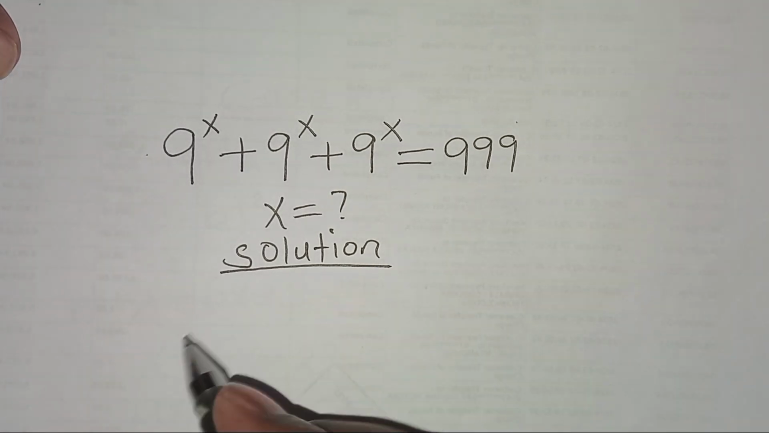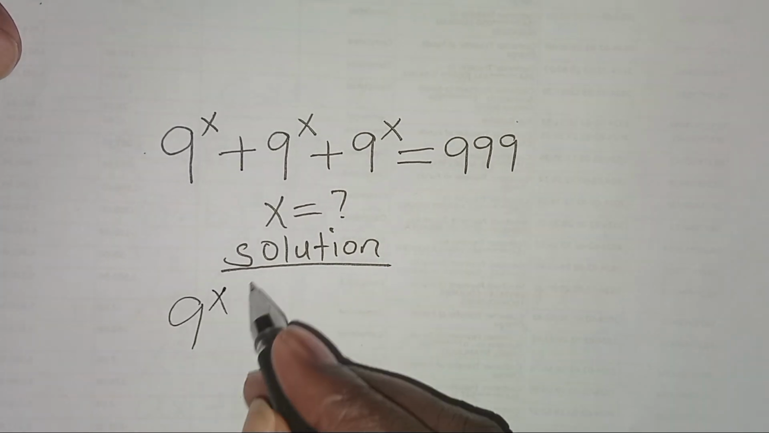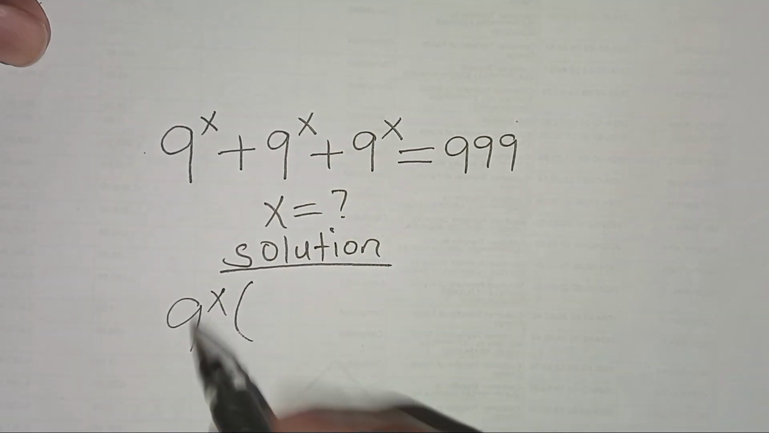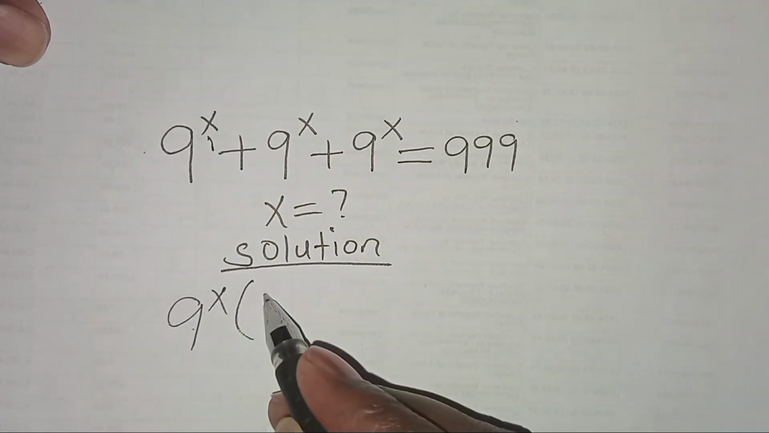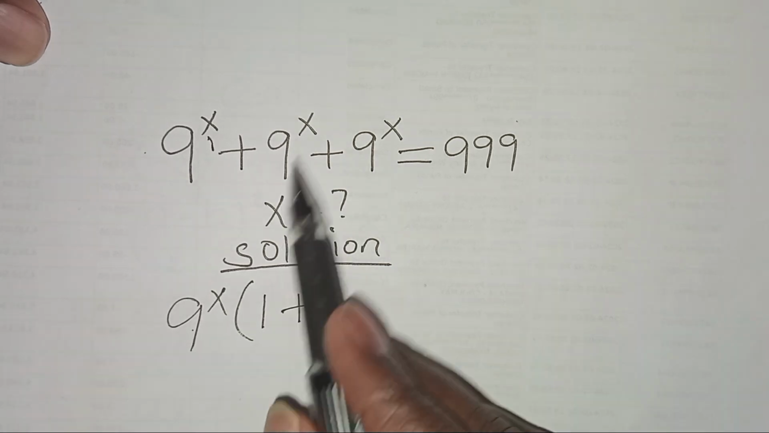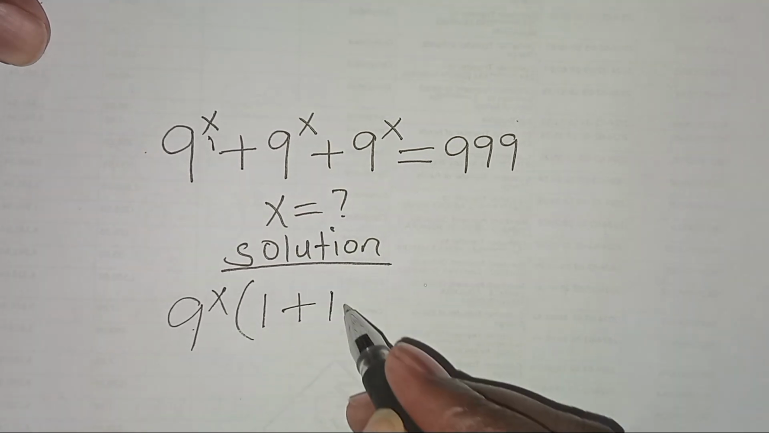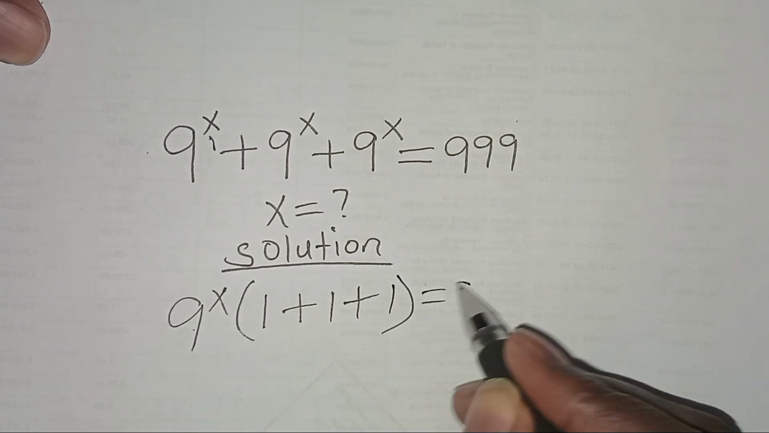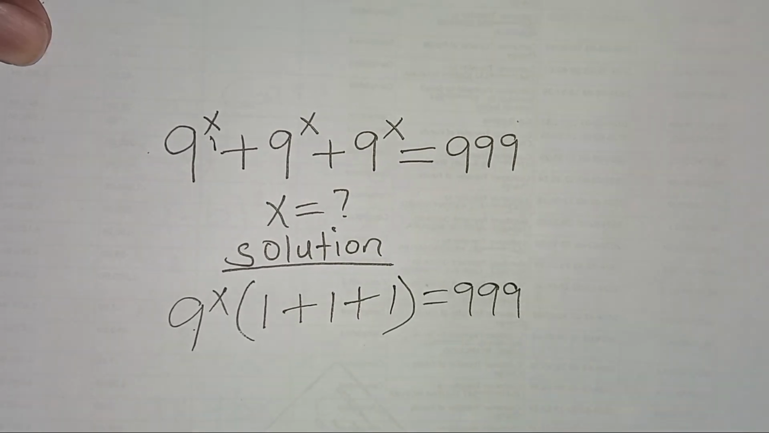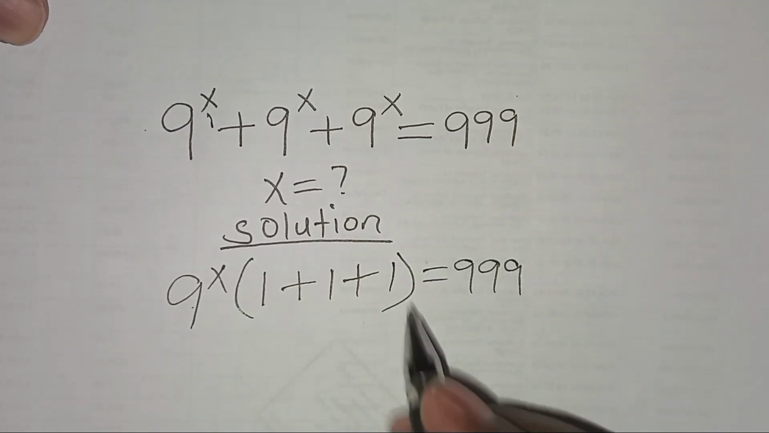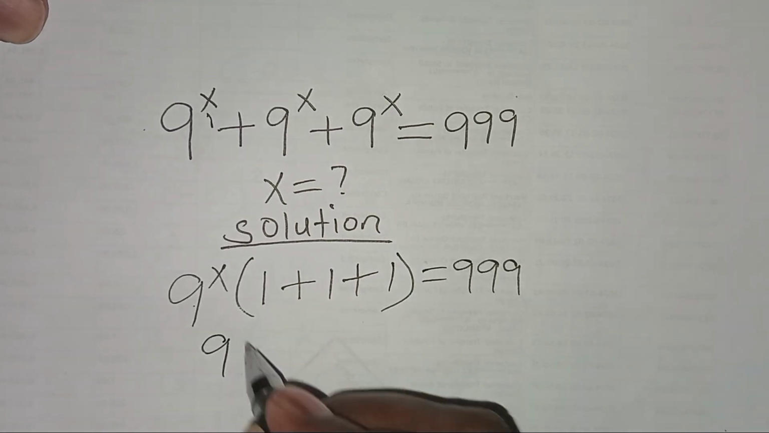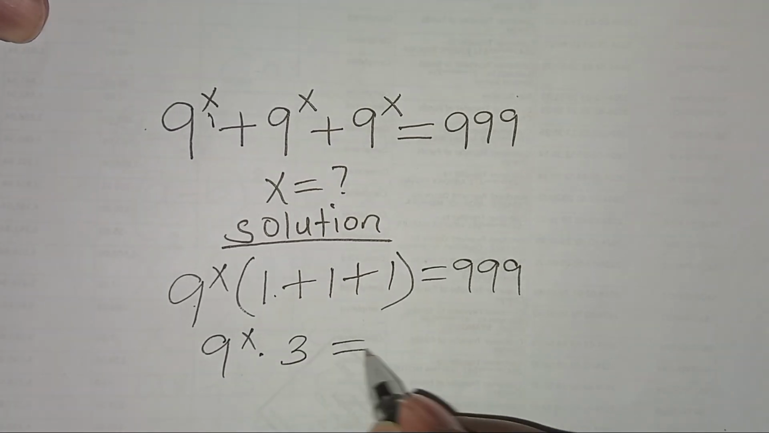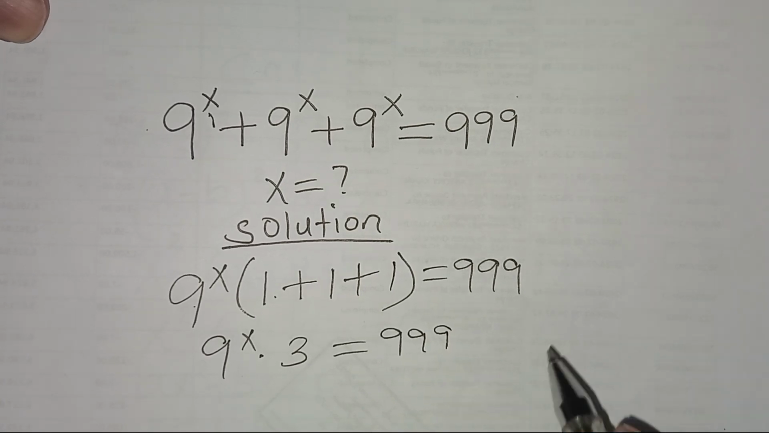Solution from here. So 9 to the power x is common here. So let's factor out 9 to the power x. So that 9 to the power x divided by 9 to the power x, this is 1, plus 9 to the power x divided by 9 to the power x, this is 1, plus 9 to the power x divided by 9 to the power x, this is 1. This is equal to 999. So the next step here, we have 9 to the power x multiplied by 1 plus 1 plus 1. This is 3. This is equal to 999.